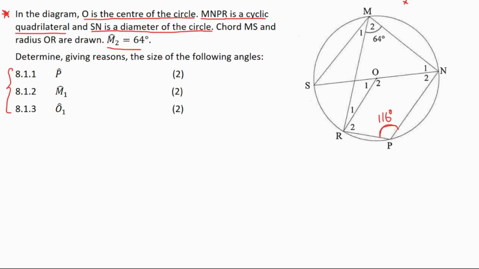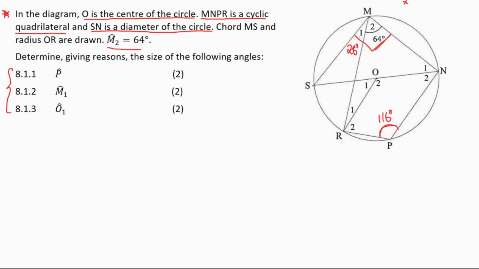And then what else? O is the center of the circle. We haven't used that. Oh, SN is the diameter. SN is the diameter of a circle, meaning that this whole angle SMN is 90 degrees. SMN is 90 degrees, and then we can find M1 there. If you say 90 minus 64, what is 90 minus 64? That's 26 degrees.